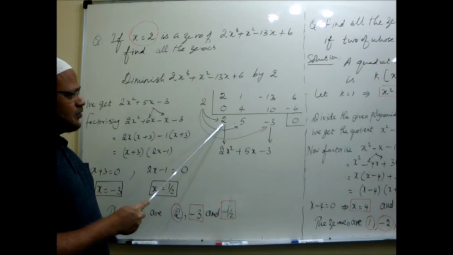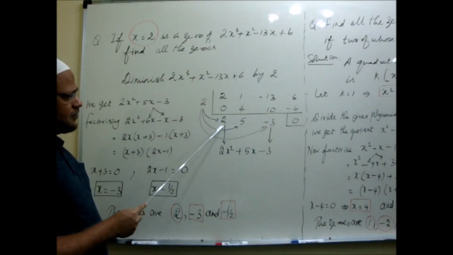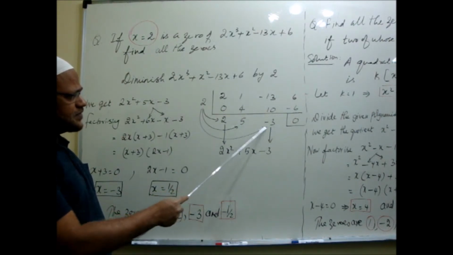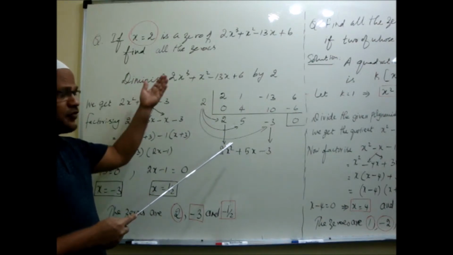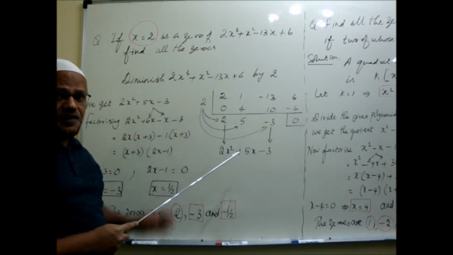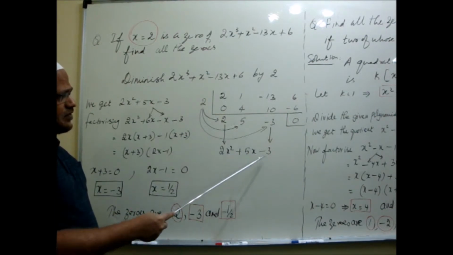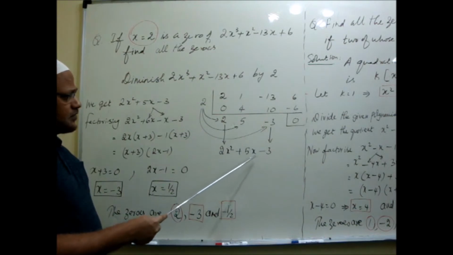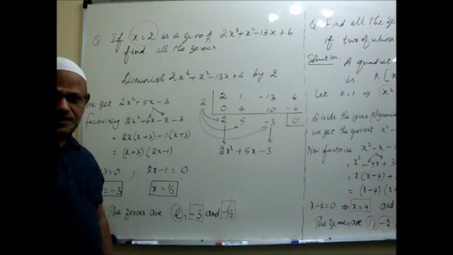Now you are getting only 3 numbers. This will be the coefficient of x square, the coefficient of x, and the constant term. Your cubic polynomial is reduced to a quadratic now. So it becomes 2x square plus 5x minus 3. This one you factorize by the splitting middle term method.